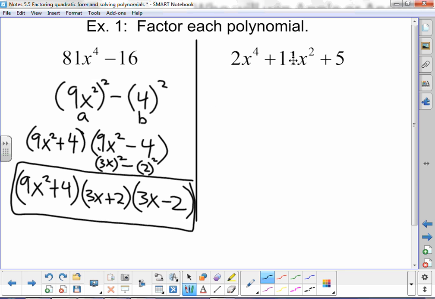Okay, so that's the pattern there. You're basically just trying to look for things that make it look like things we've done in the past. So we've done this in the past. We made it look like the difference of two squares.